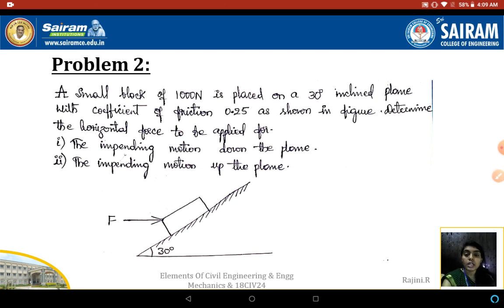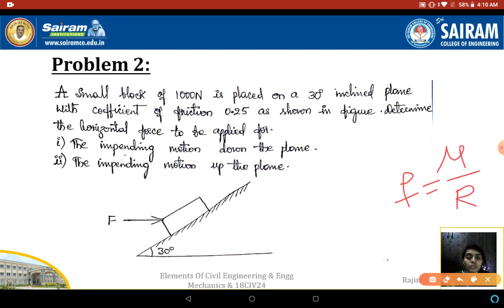Here, the coefficient of friction: F is equal to mu times R. The coefficient of friction mu is already given, that is 0.25. So while taking F, we need to take 0.25 into R. While taking the coefficient, we need to multiply it with the reaction.